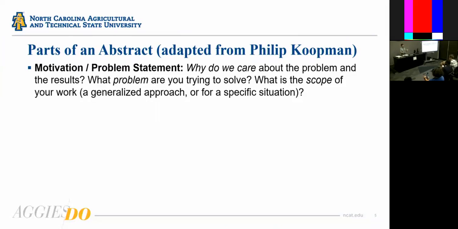So first, you want to think about your motivation or your problem statement, which may or may not be directly connected. So the first question you should ask is, why do we care? Why should the reader care about the problem you're addressing? Why is this of interest? Why is this notable? A good way to remind yourself to keep that in mind is to say, why should anyone care? Why should anyone care about this research?